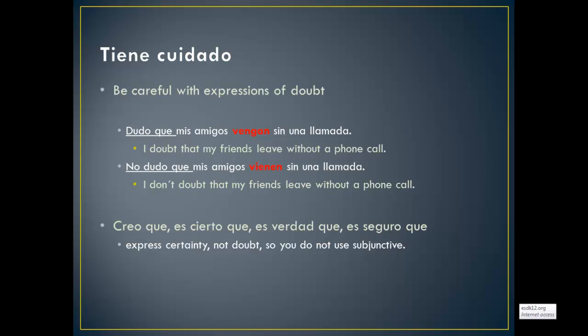Now on the flip side, if I turn these around and start saying, no creo que, no es cierto que, no es verdad que, no, it's not certain that, no, I don't believe that, no, I'm not sure that, that goes back to being doubt again. All right. So if they're in the affirmative, if they're saying yes, I believe it, creo que, yes, it's certain that, es cierto que, then you do not use subjunctive. If they're negative, if we start saying no creo que, that leaves doubt, so we use the subjunctive.